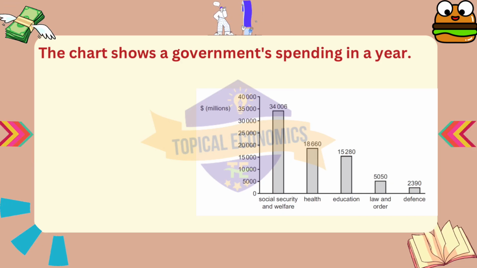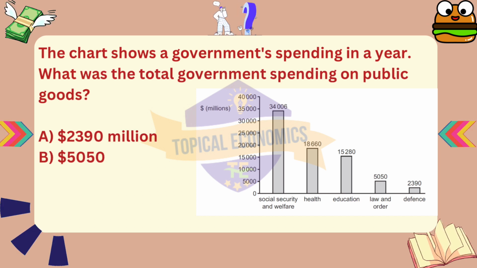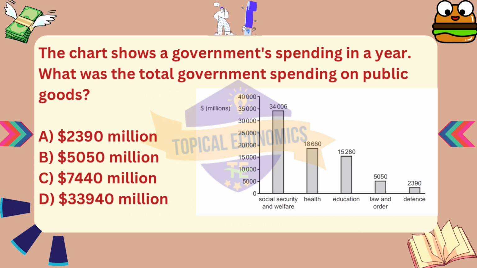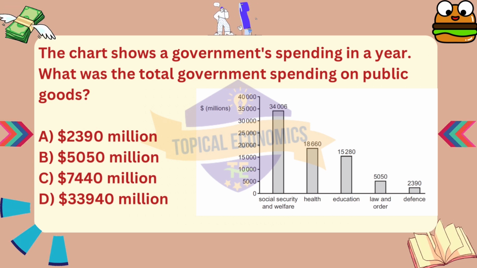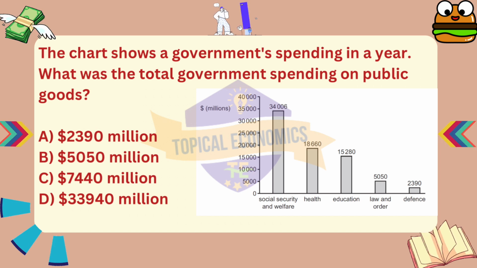The chart shows government spending in a year. What was the total government spending on public goods? A. $2,390 million. B. $5,050 million. C. $7,440 million. D. $33,940 million. Reference, 2022 May-June version 2.